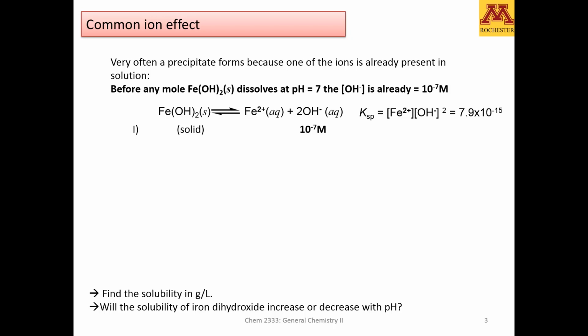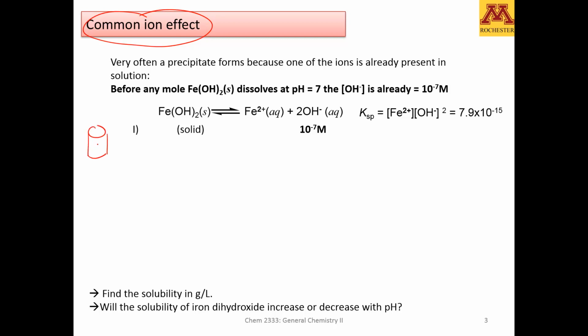What we are going to study now is the so-called common ion effect. The common ion effect is when, in problems, you have to find the solubility of a specific solid, but in that solution there is already one of the ions. Let me give you an example.